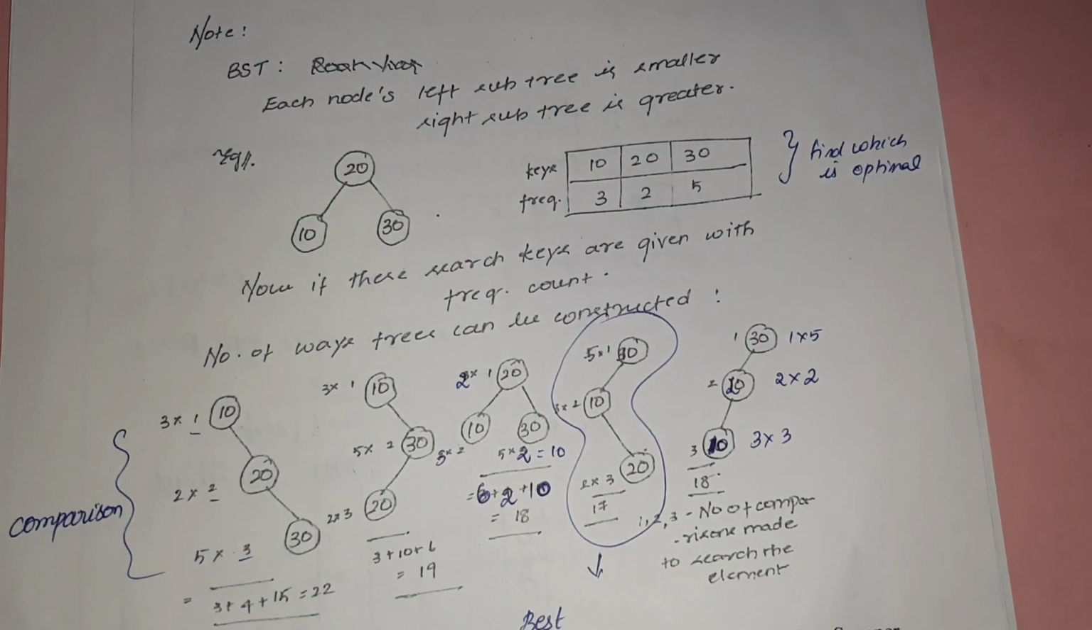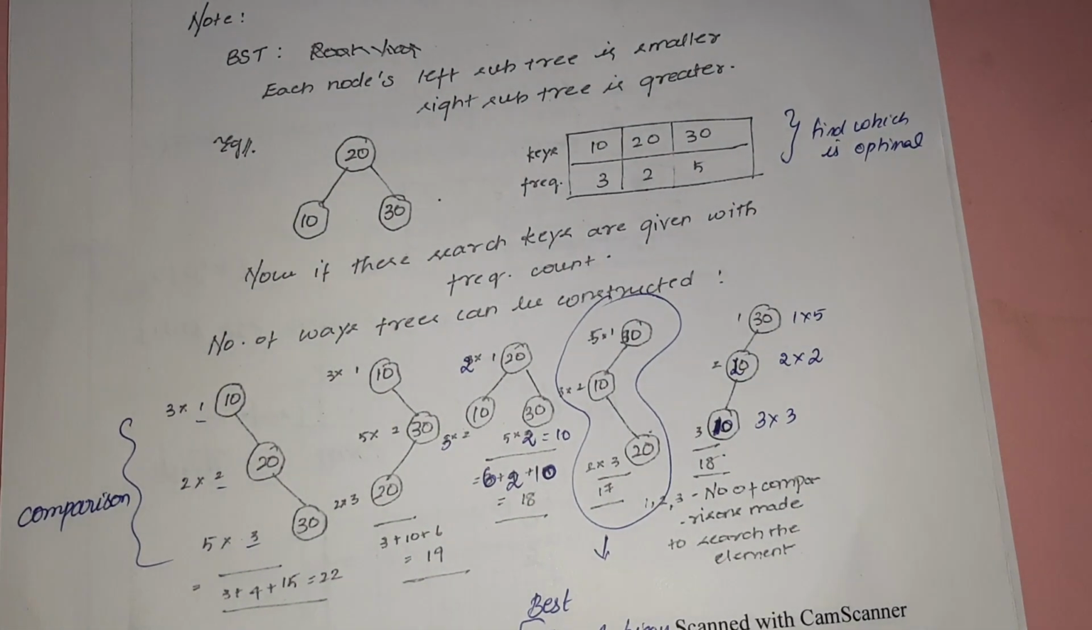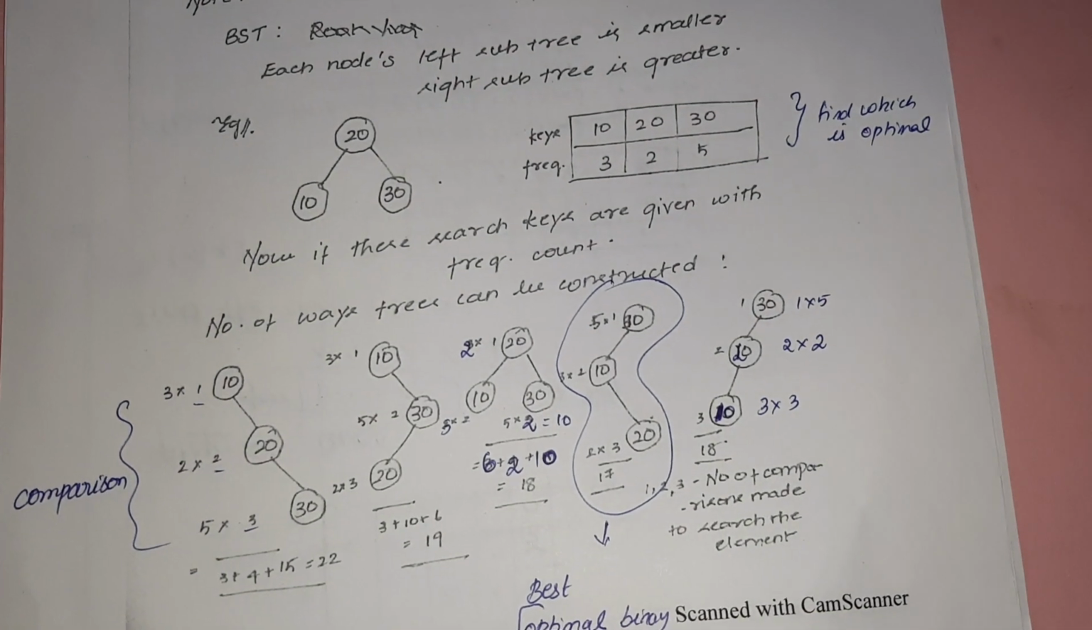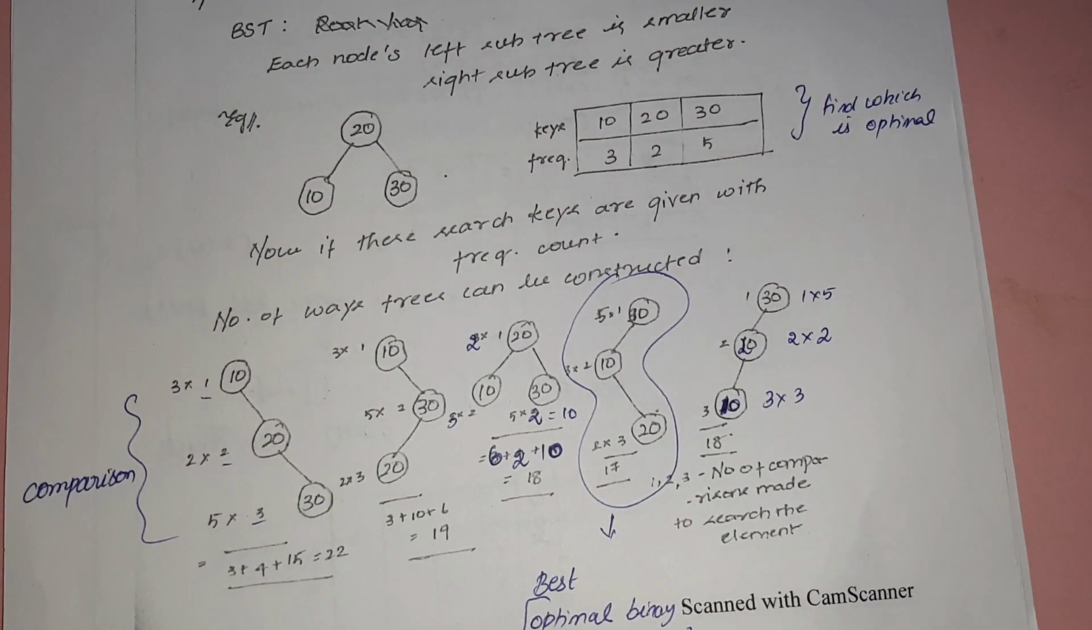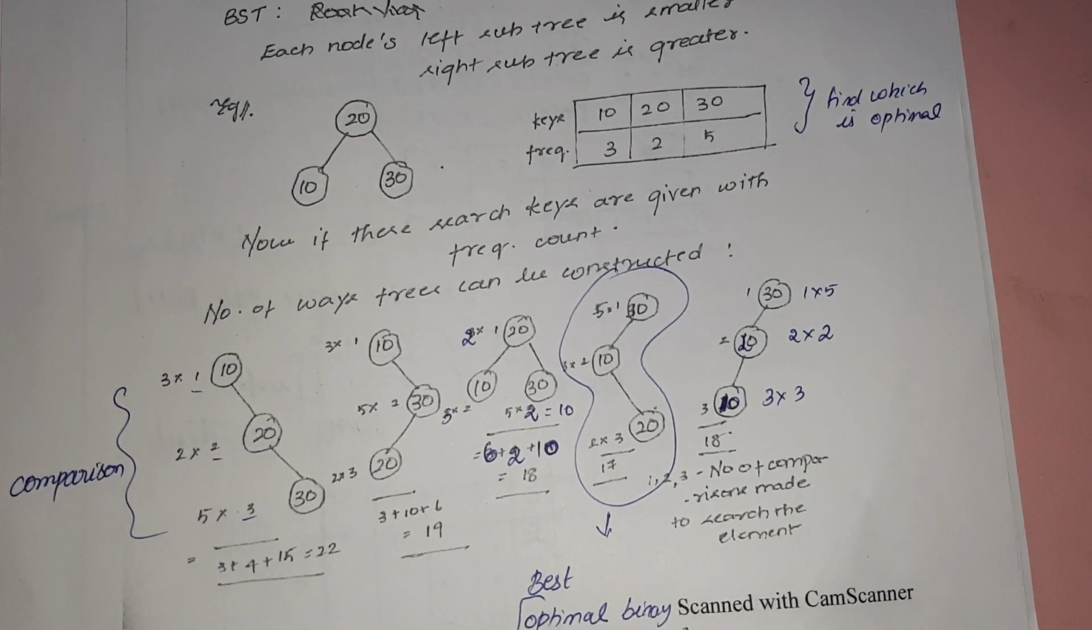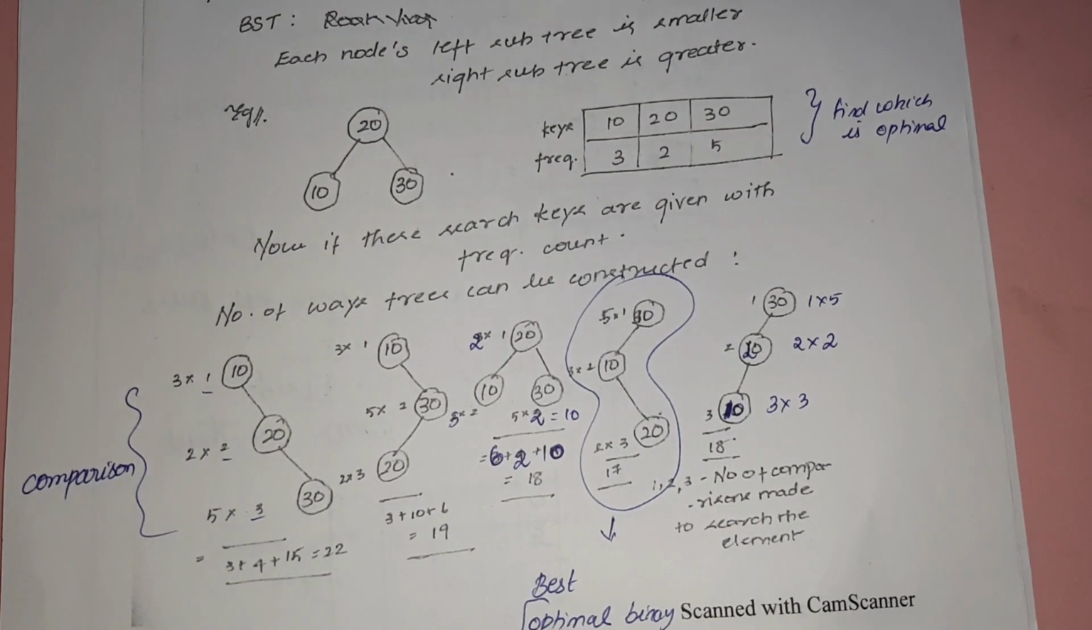Then what is a binary search tree? A binary search tree has two constraints: the left side should always be less than the root node, and the right side should be greater than the root node. That is what a binary search tree is. Then what is the optimal binary search tree? An optimal binary search tree reduces the time compared to the binary search tree.